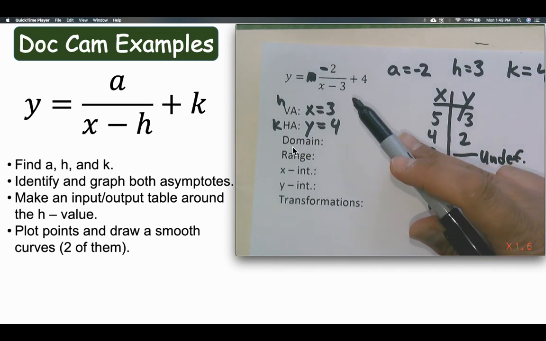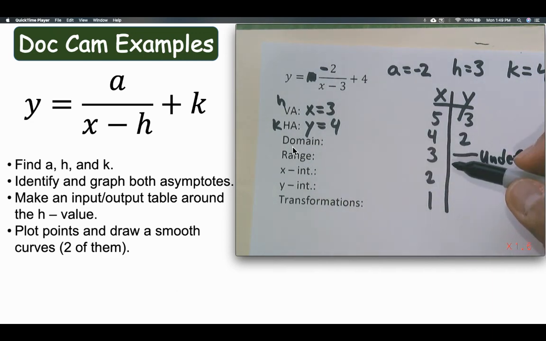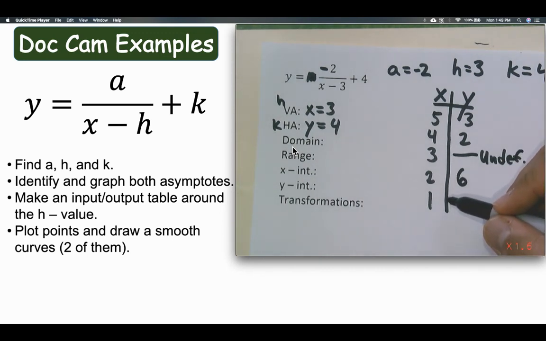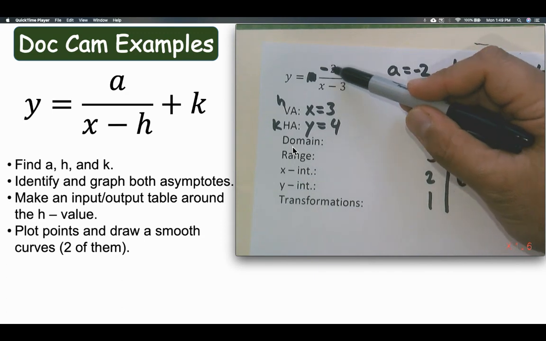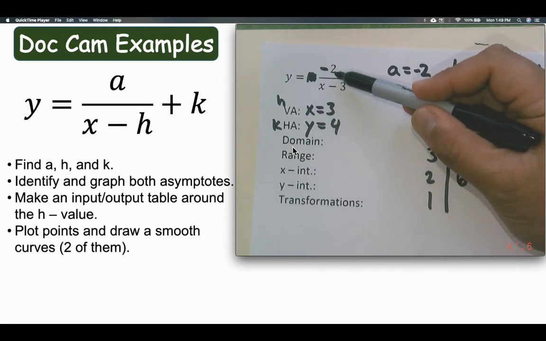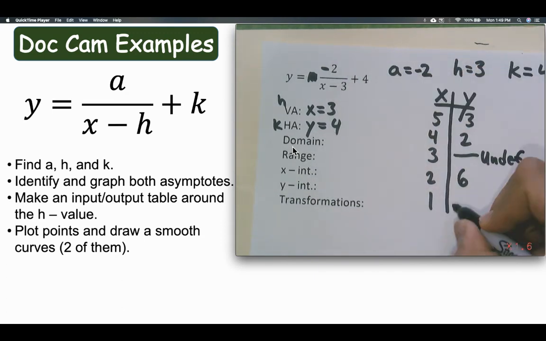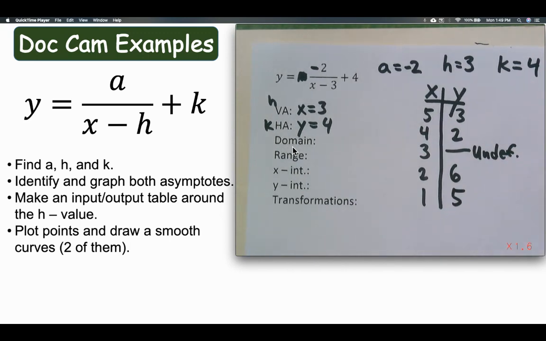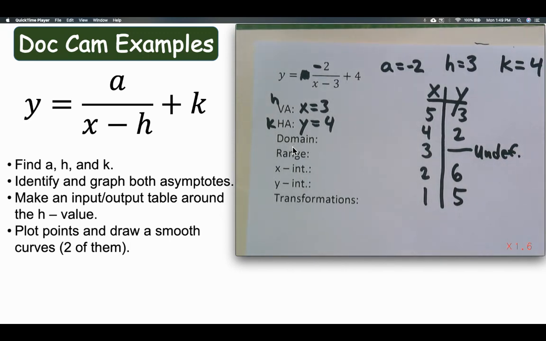Okay, plug in a 2. 2 minus 3 is a negative 1. Negative 2 divided by negative 1 is a positive 2. Plus 4 is a 6. And then the last one, plug in a 1. 1 minus 3 is a negative 2. Negative divided by negative is a positive 1, plus 4 is a 5. All right, so those are your points, and let's go ahead and plot those.